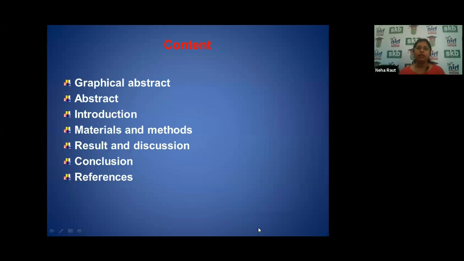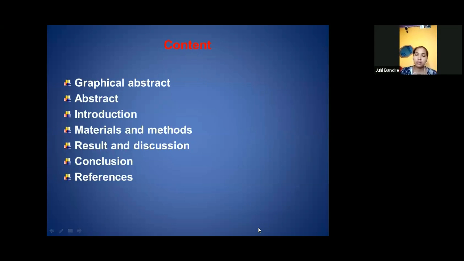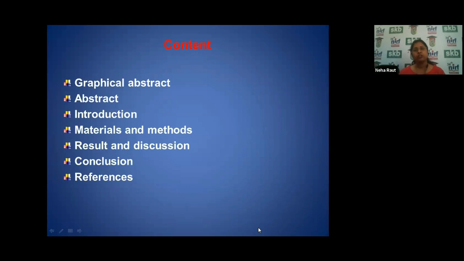Now, what are the contents of this presentation? If we go through the high impact factor journals, this is the required thing, that is the graphical abstract. It is required to present your work at one glance. So that graphical abstract I have mentioned here, the first one. The second one is abstract, introduction, materials and methods, results and discussion, conclusion and references.